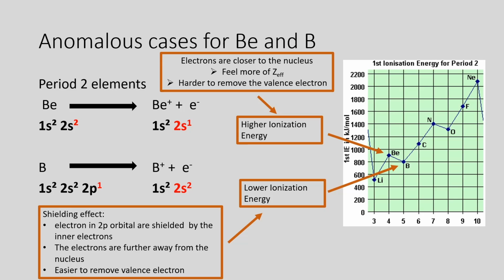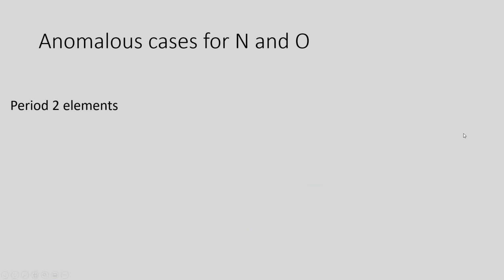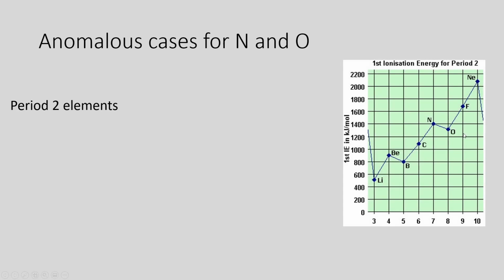Okay. Now, kita tengok untuk nitrogen dengan oksigen. Anomalous cases, but not necessarily the same explanation. We'll see why. Okay, untuk period 2, nitrogen and oxygen. Okay, we do the same thing. Kita pun always, kalau kita tahu the starting point, we will almost 100% get 50% of the mark. The other 50%, just remembering what should you write.